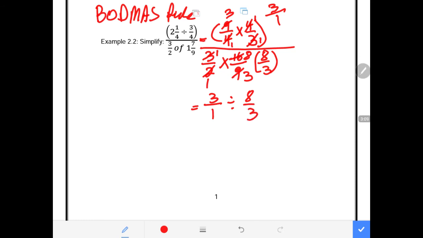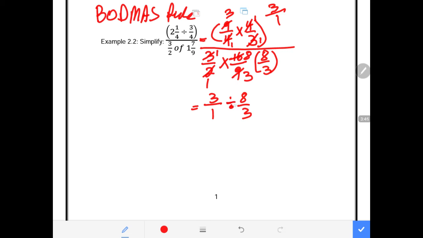Why am I saying divide by 8 over 3? Remember, this is the division sign or the division line, and I'm changing the division line into a division sign. That means this is the same as 3 over 1 divided by 8 over 3. How do I do that? I just say divide by 8 over 3, which is the same thing as divide by 8 over 3. Nothing has changed. I just put it next to one another.